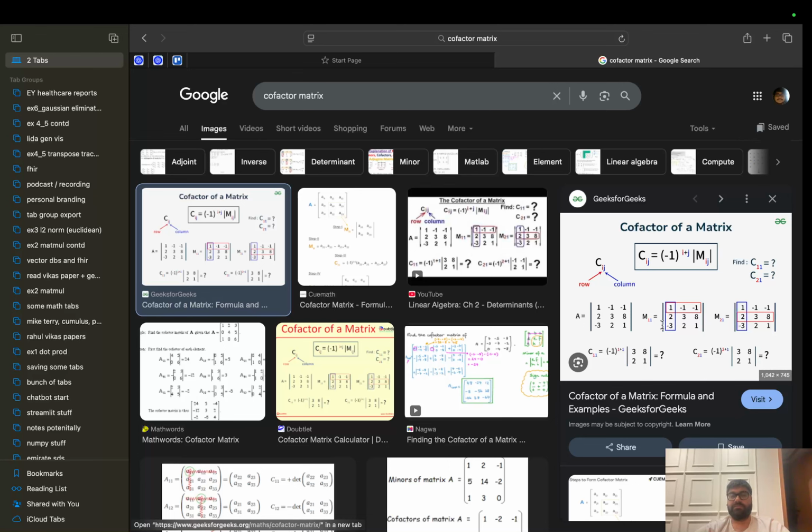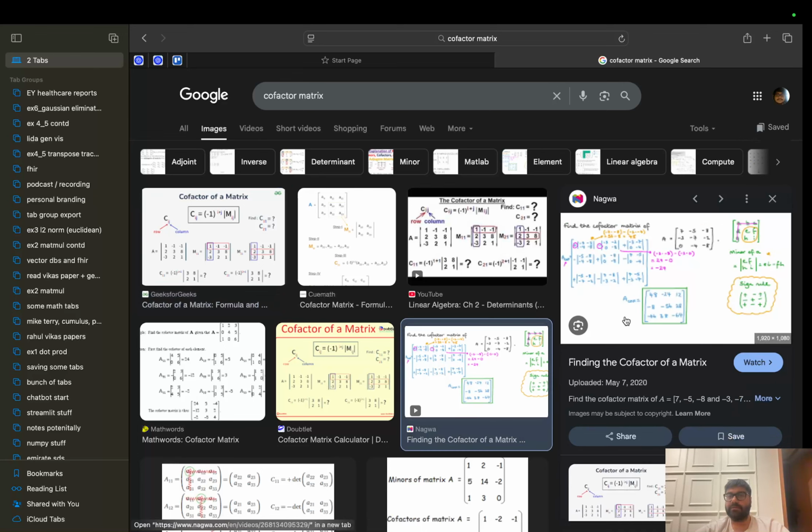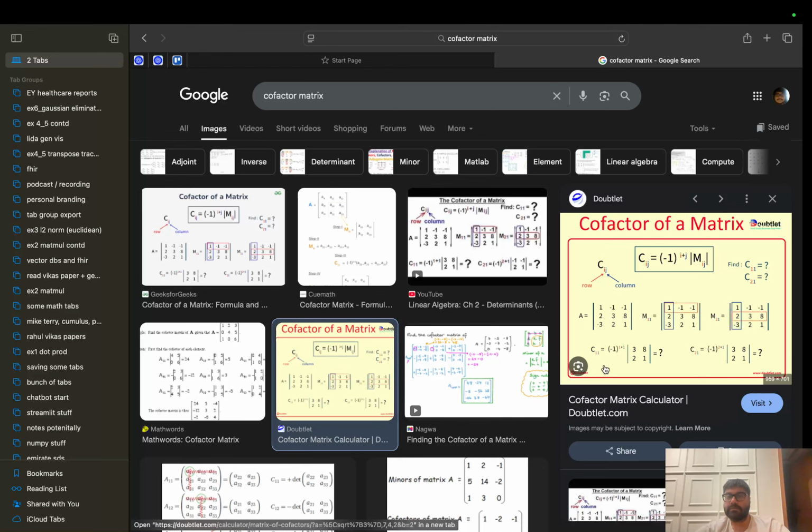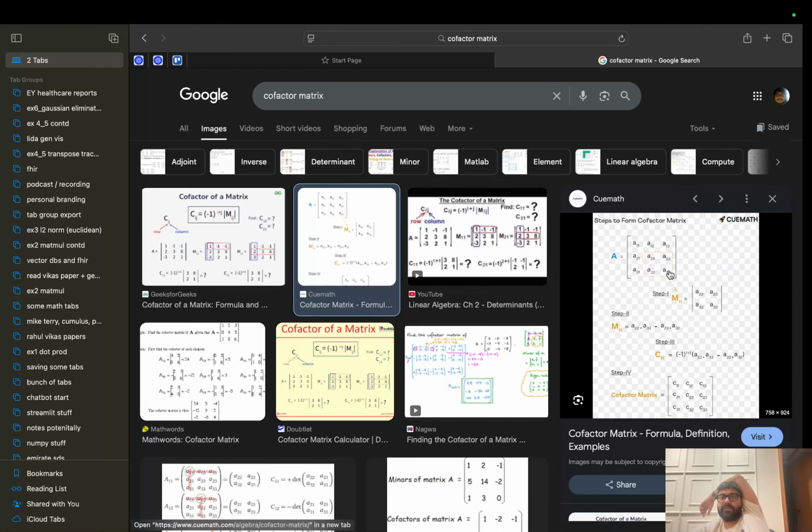See, as illustrated. Let's see if I can find a better one. Okay, that's a super blurry image. Oh, that was the same one I had. Oh, this is the one I remember looking at. Step 1, you take the minor over here. Step 2, you actually calculate the determinant of the minor. And then step 3 is -1 raised to the power of i plus j for that. And step 4, you do that for every element in the matrix, right? And that's how you get the cofactor matrix.